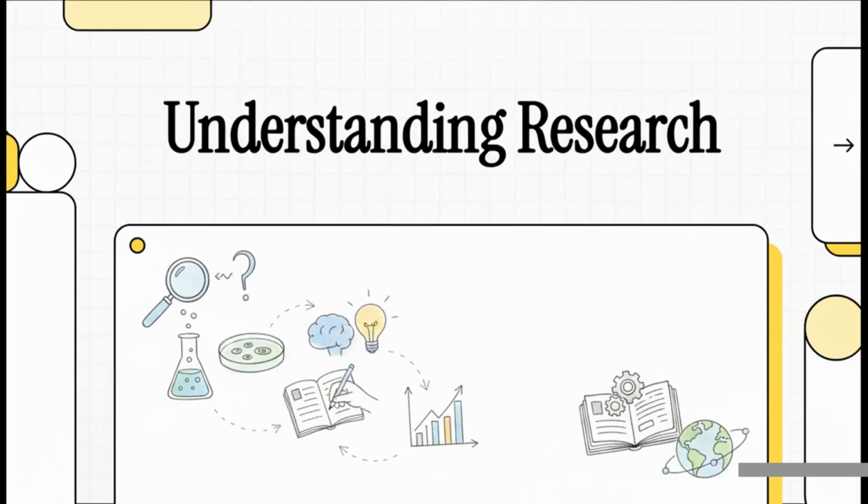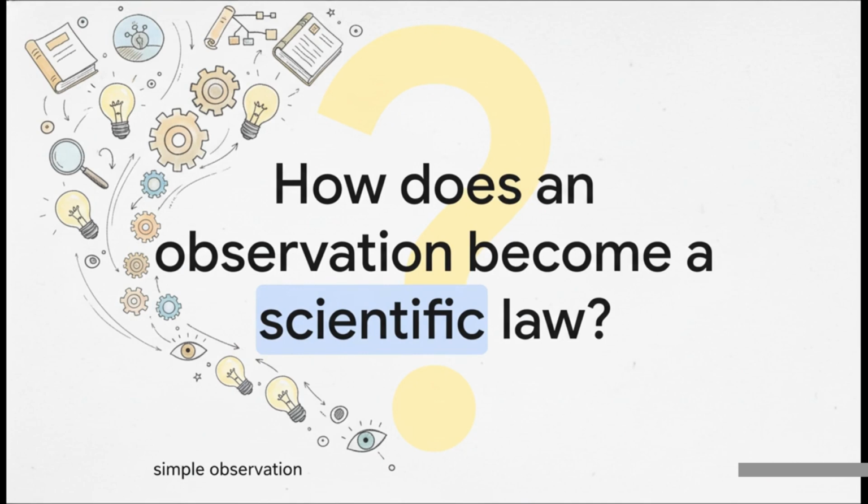Have you ever wondered how scientists actually discover things? How do we go from a simple idea to knowledge that the entire world trusts? In this series, we're going to break down research and science in the simplest way possible. And in this first episode, we're going to understand how scientific knowledge is created.